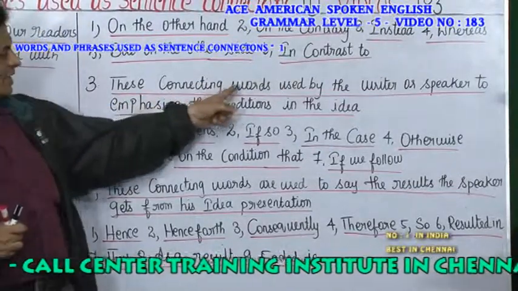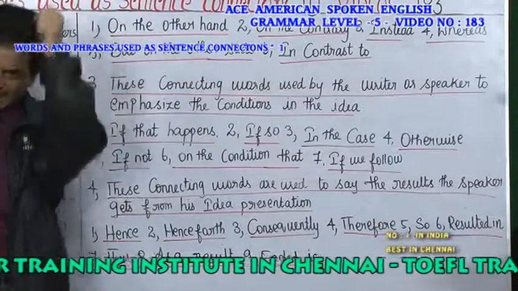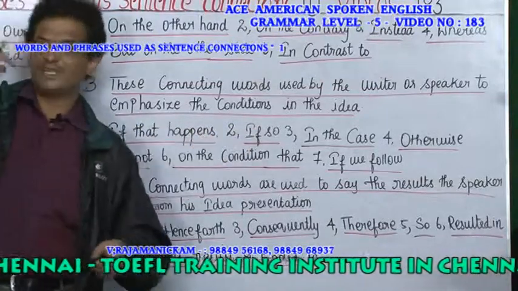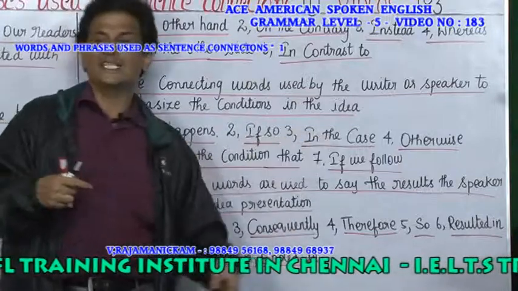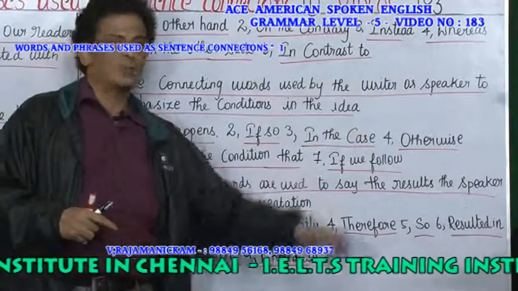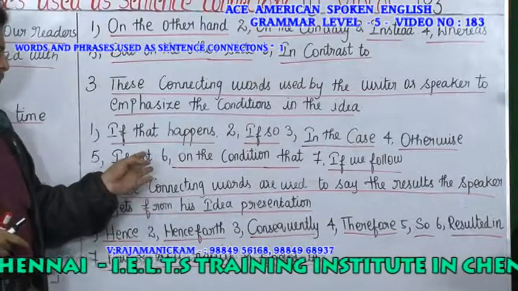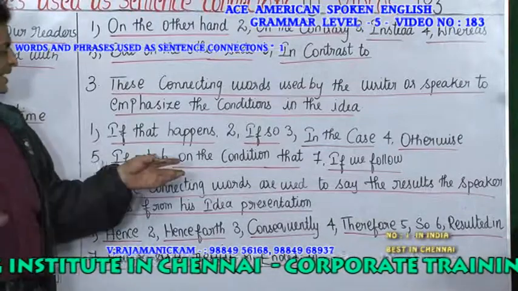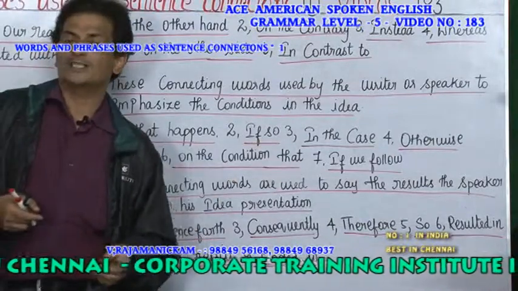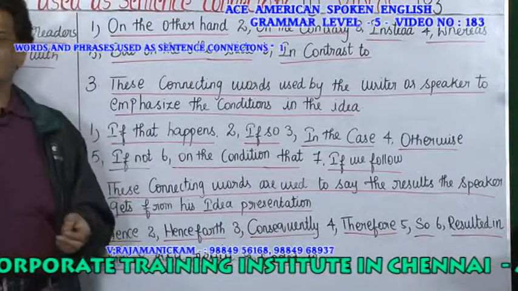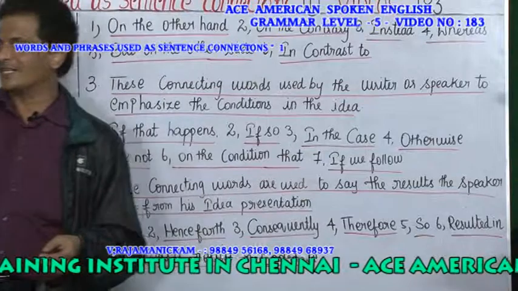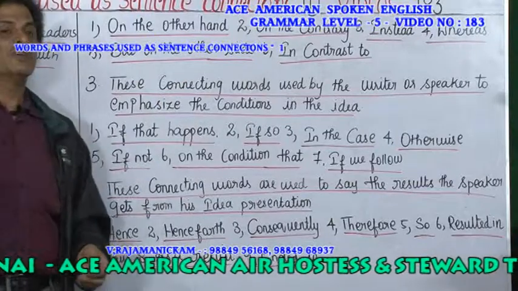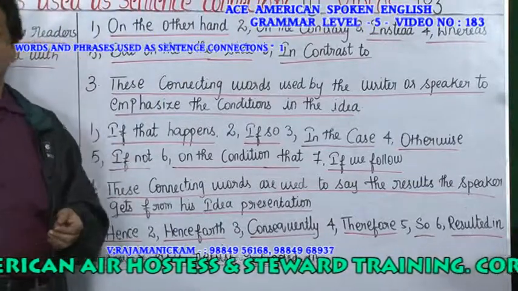Now, these connecting words are used by the writer or speakers to emphasize the conditions in the idea. If that happens, if I become a doctor, if I become the chief minister, in case you are a collector, otherwise, if I am not a collector, I would be a peon. If not I am selected, if not I got a visa, I am going to stay in India on the condition that I am ready to accept the job, on the condition that I get 1 lakh rupees as a salary. If we follow the rules and regulations of traffic, there won't be any accident, right? So these are the words which are used to emphasize the condition.